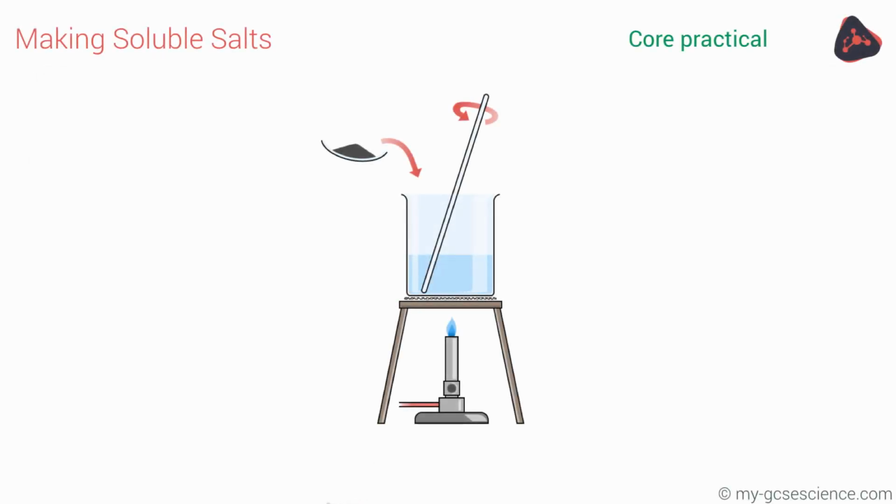So how do we make salts? Well, we know from the previous video that acids react with some metals and metal compounds to form salts. Some of these salts would be soluble and some will be insoluble. And we need to look at the method to make a soluble salt. In this example, we're going to make the salt copper sulfate by reacting copper oxide with sulfuric acid.